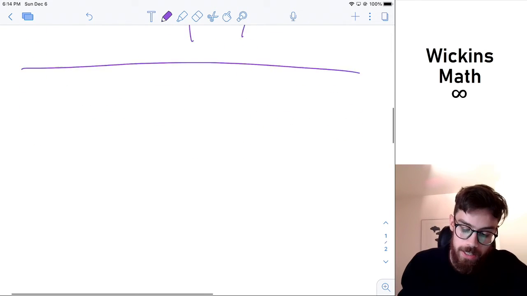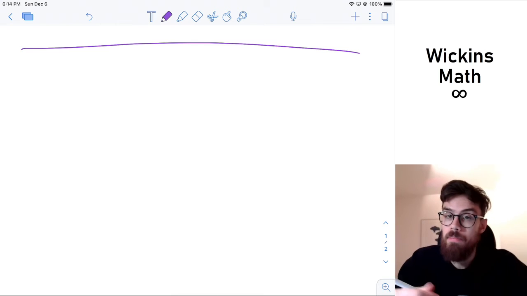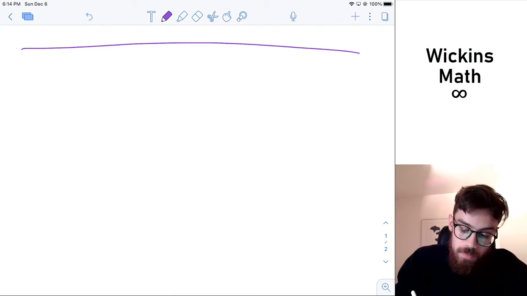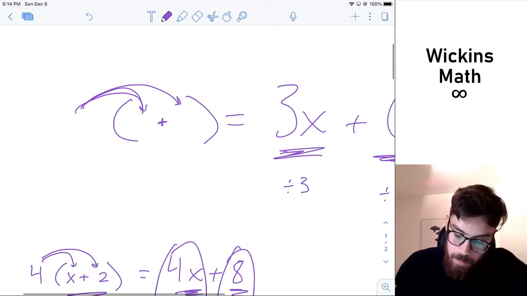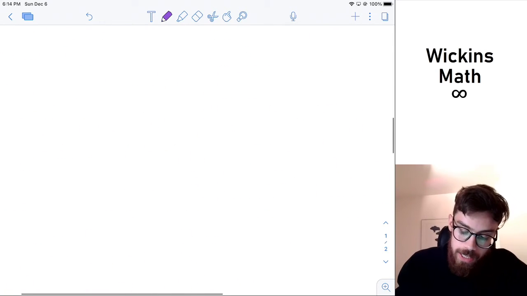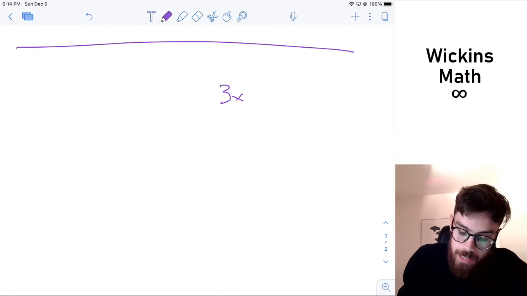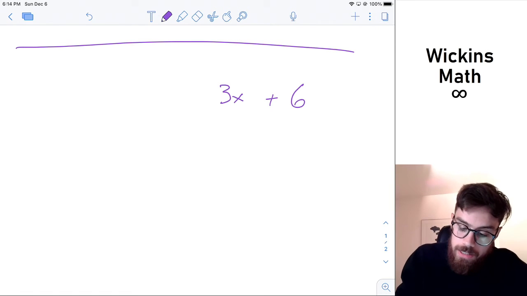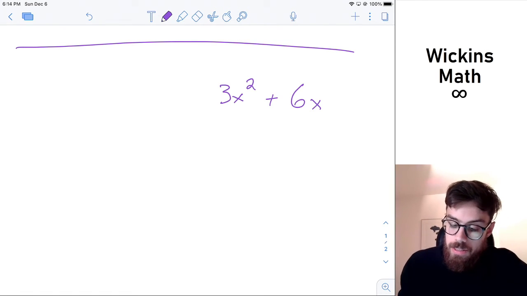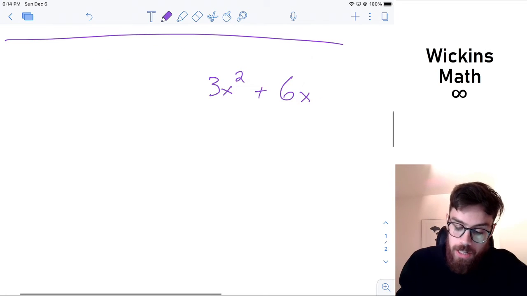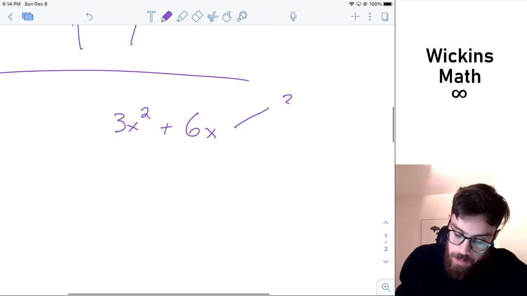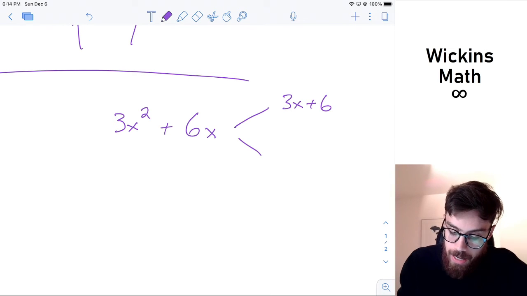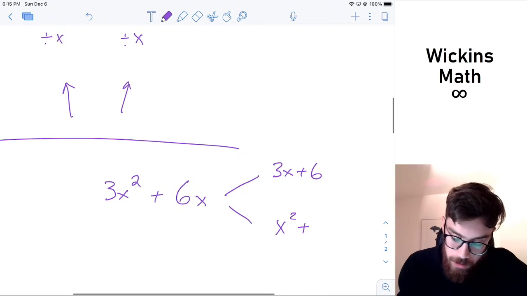One last example that I can do is I can kind of combine the things that we've been looking at. What if I had, why don't I go back to the first one, 3x plus 6, but I'm going to make it a little bit more interesting, and I'm going to say 3x squared plus 6x. So this is kind of a combination of 3x plus 6 and x squared plus, what did I do? 3x?